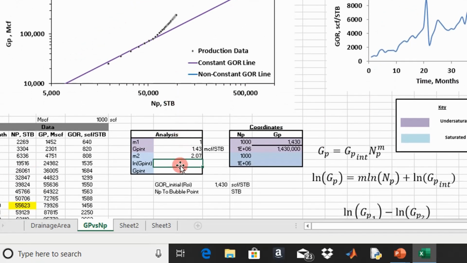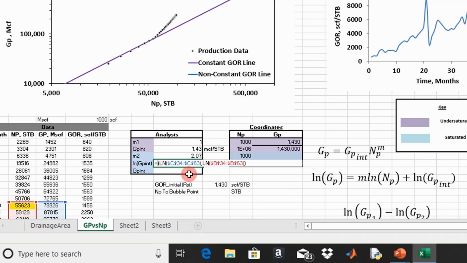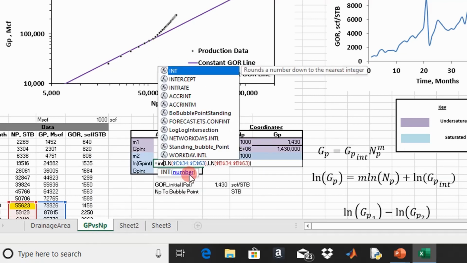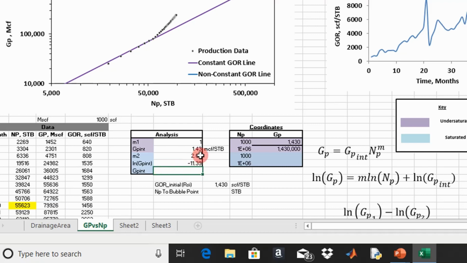So now I want to go ahead and determine the intercept right here. So we just do the same thing we just did, except we change this from slope to intercept. Intercept right there. I like it. Okay, so that's our intercept.